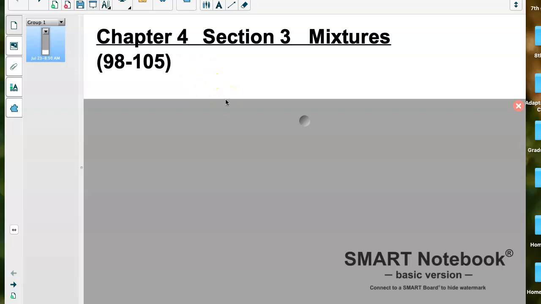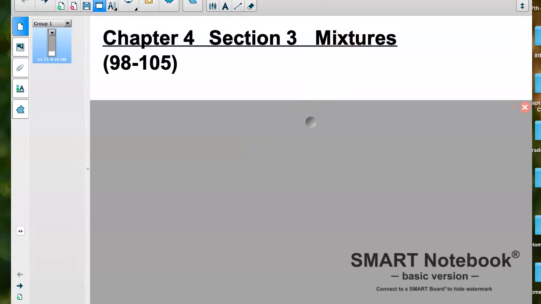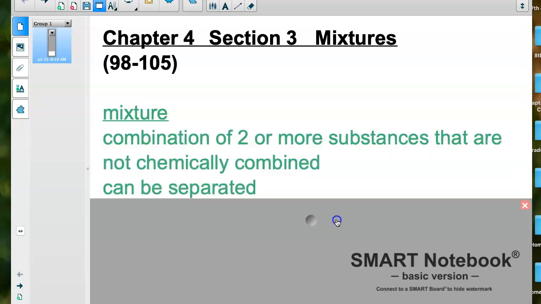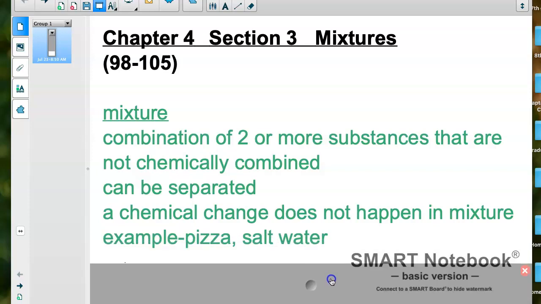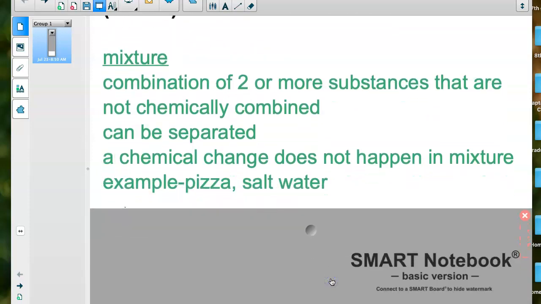Okay, so you guys read about mixtures and you answered some questions. I just want to formally go over it to break down a couple things that I think are important. It's actually a relatively important section with a lot of good information. So you learned that a mixture is a combination of two or more substances, but remember they're not chemically combined.